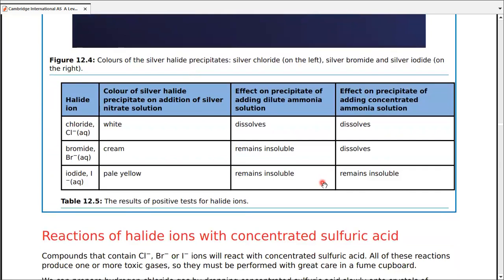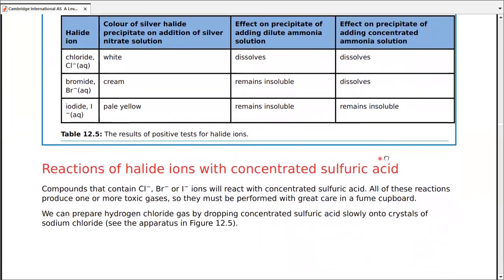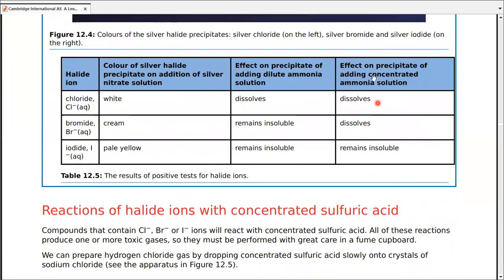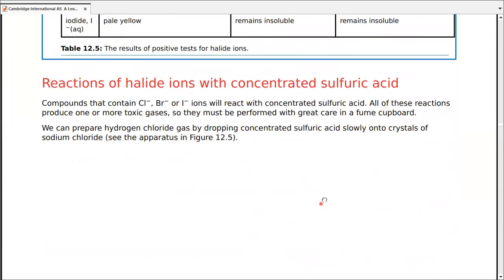So on top of the precipitate colors that we get, we have two more steps to go with: addition of dilute ammonia, and addition of concentrated ammonia solution. Chloride is going to dissolve in both. Bromide is only going to dissolve in concentrated, and iodide is not going to dissolve in either. That's a very good way of checking them. This is important for paper 3 specifically.